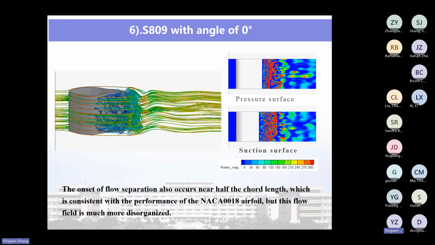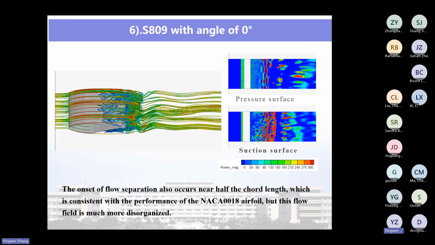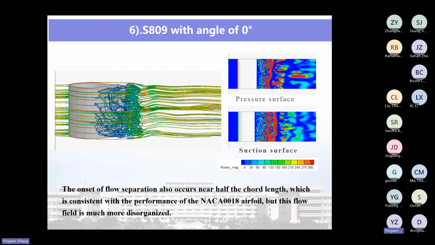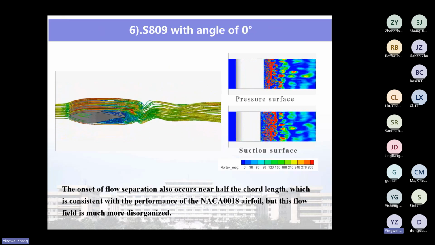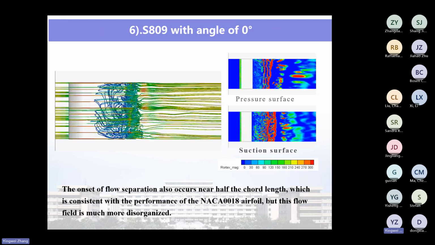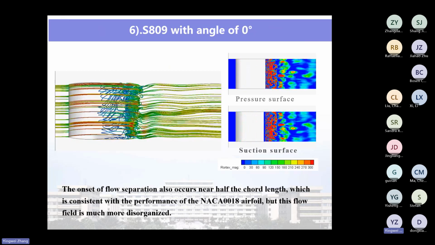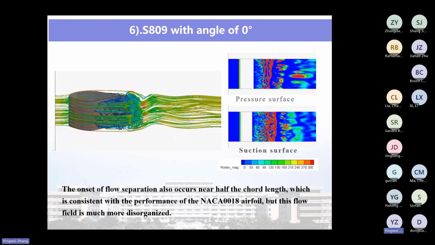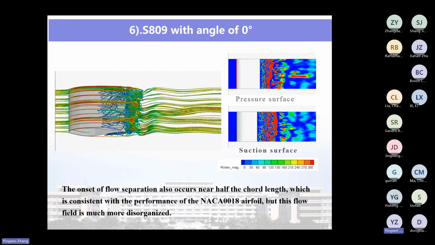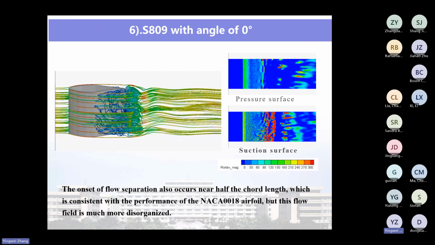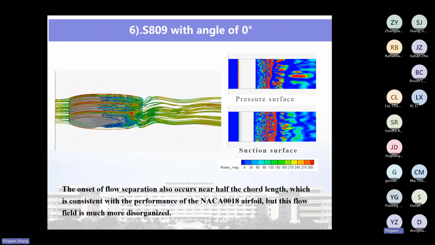As can be seen from the flow distribution on the blade surface, the onset of flow variation also occurs near half the chord length, which is consistent with the performance of the NACA 018FL. But this flow field is much more disorganized.